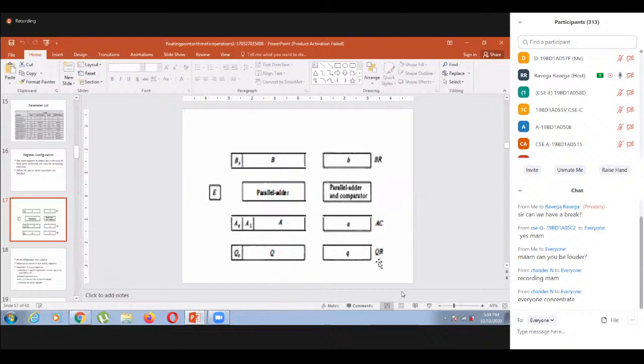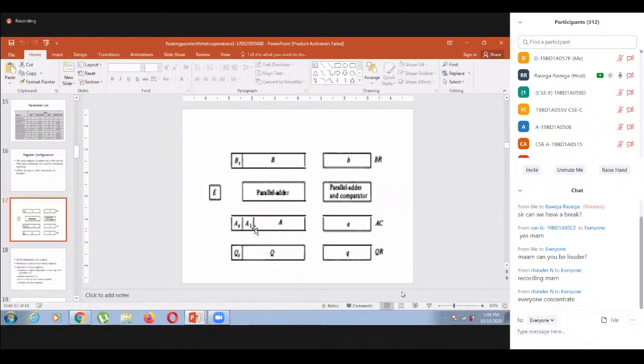Next, coming to the QR register. The register configuration consists of the three registers BR, AC and QR. Each register is divided into two parts. The first part is the mantissa part and the second part is the exponent part. Each mantissa part represents the signed numbers, that is BS, AS and QS. The result is stored in the AC register.